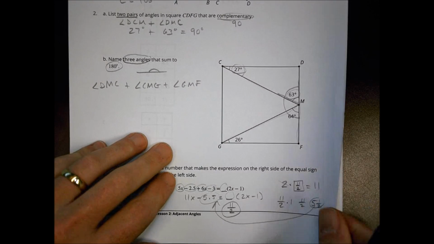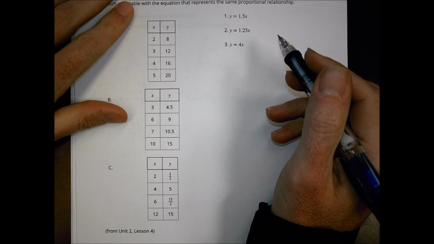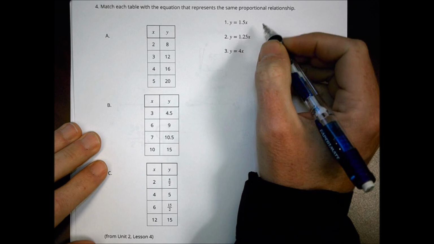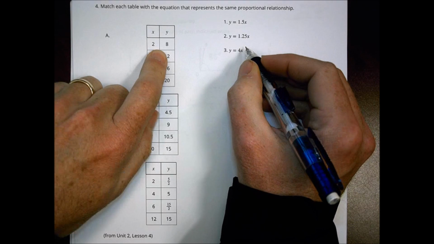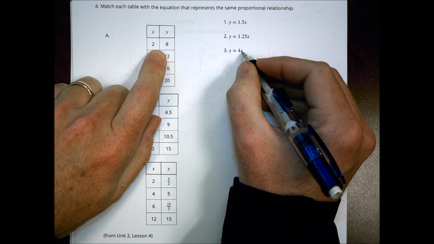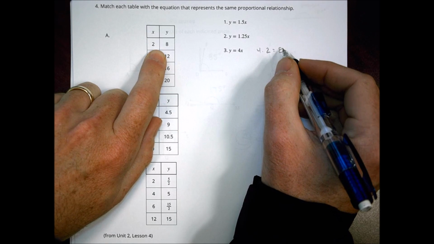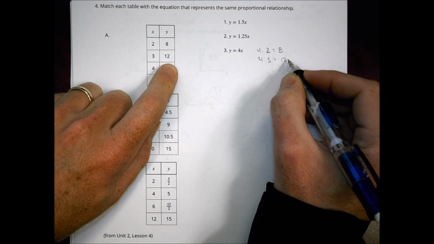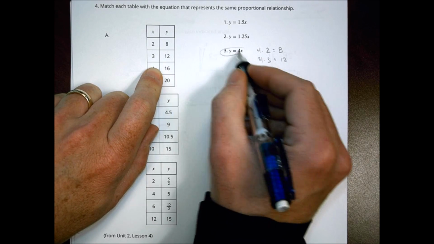And finally, our last one for the day, we're going to match some tables with the equation that represents proportional relationships. All right, and so what we have here, we have y equals 1.5x, 1.25x, and 4x. All right, so let's take a look at what's happening here with the different values that we have. If I put 2 in here, what is 4 times 2? That equals 8. That matches there. If I put 3 for x, what is 4 times 3? It equals 12. Okay, so that seems to work pretty nicely. So this one goes with A, no problem.